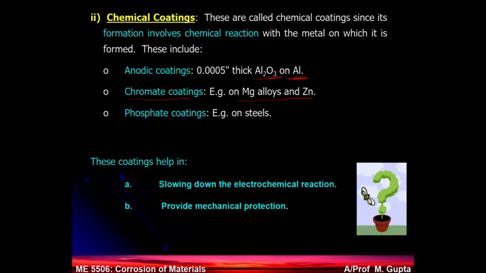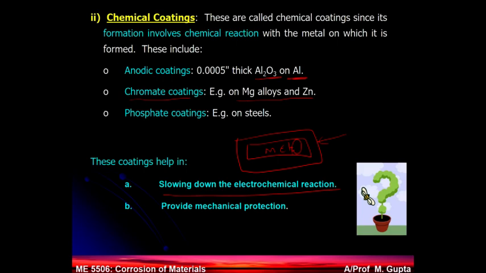So once you put a coating, you have a structure here and you put a coating on here. Obviously now this environment has to put a lot of energy to go and react with your metal. So it slows down the electrochemical reaction. So your corrosion is also slowed down.